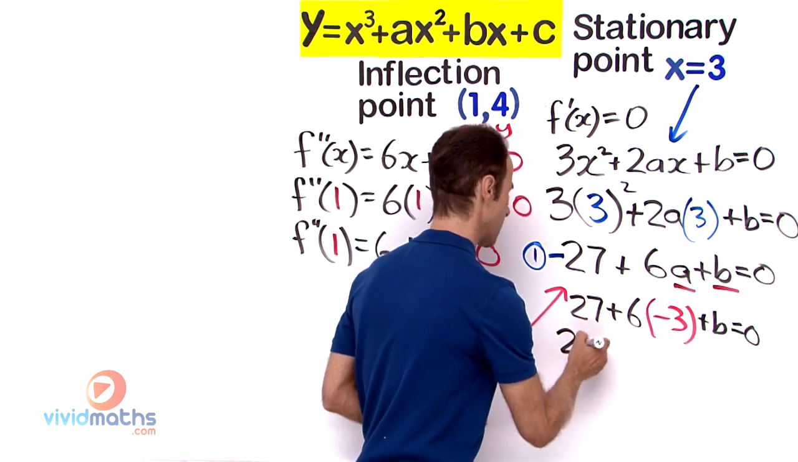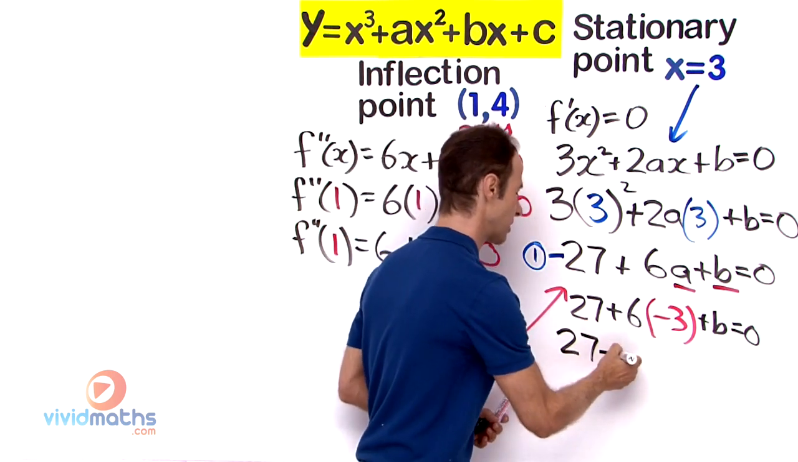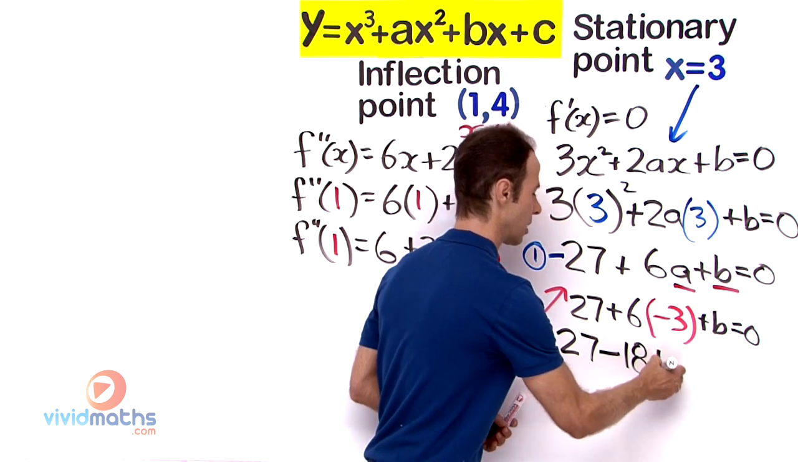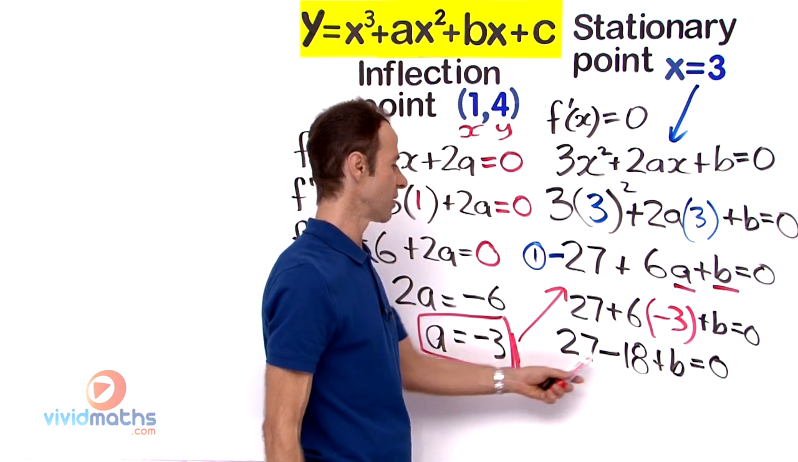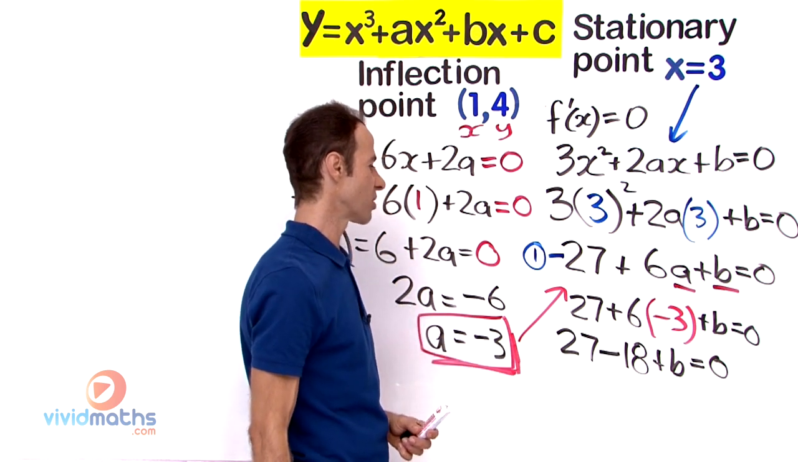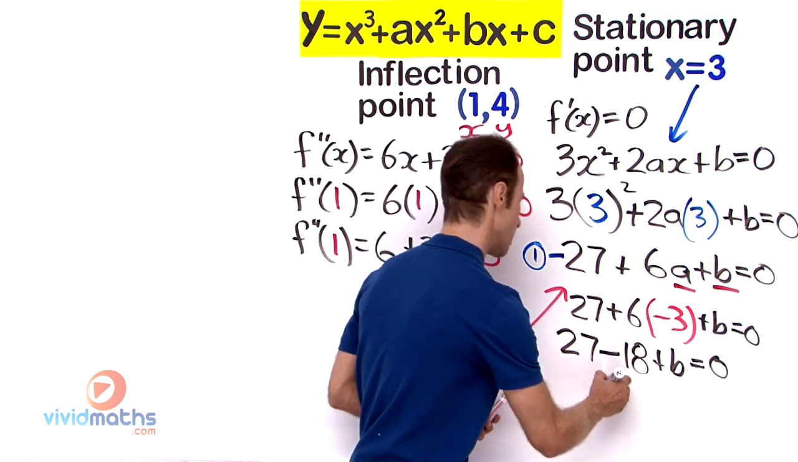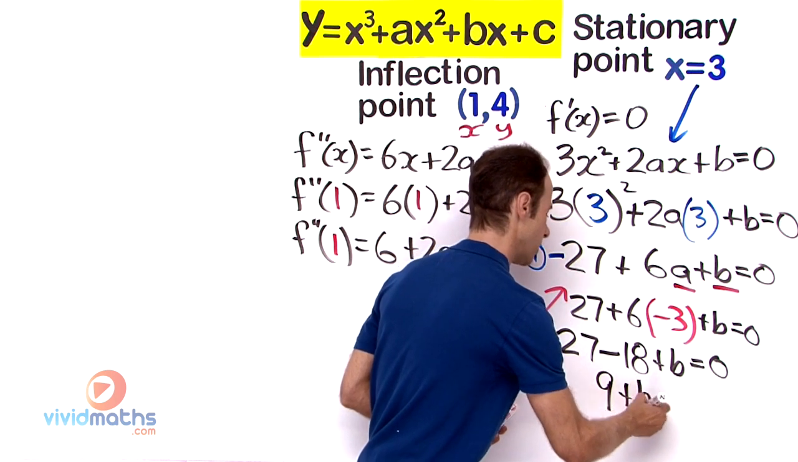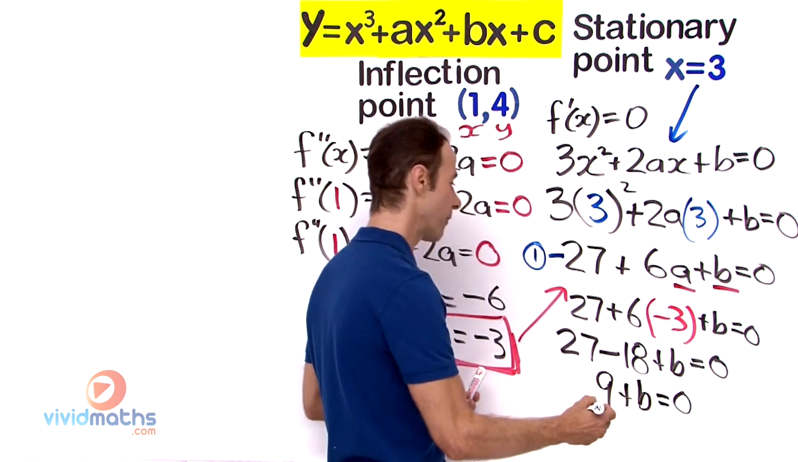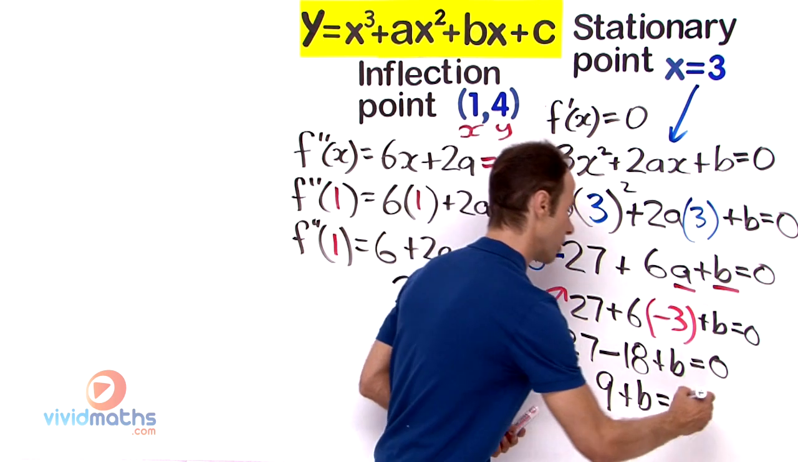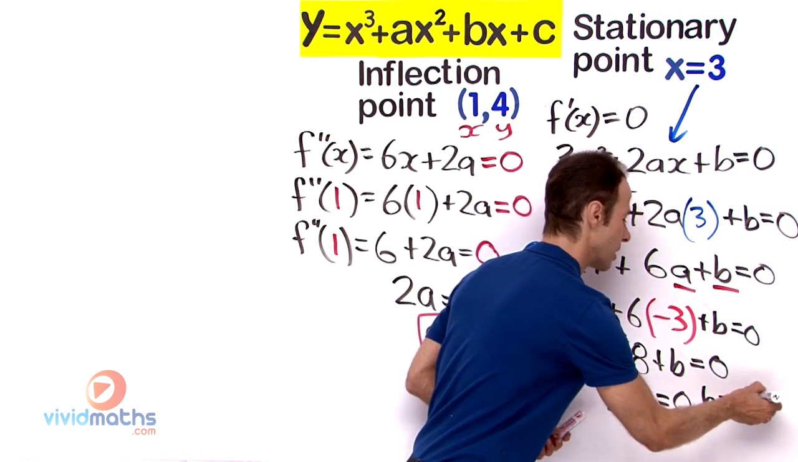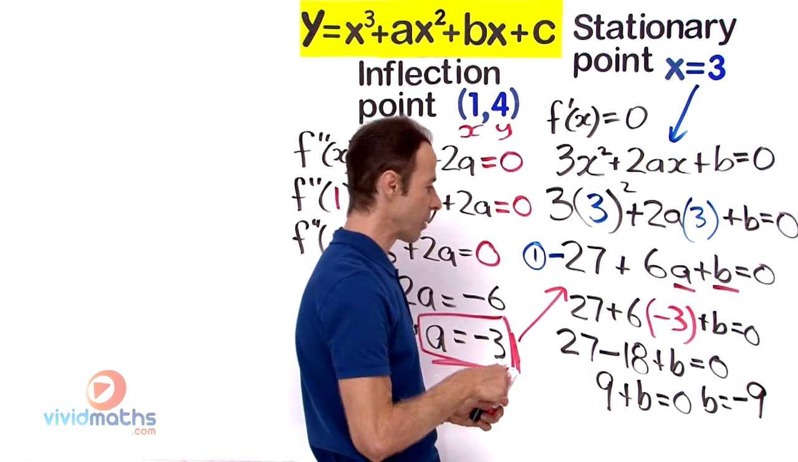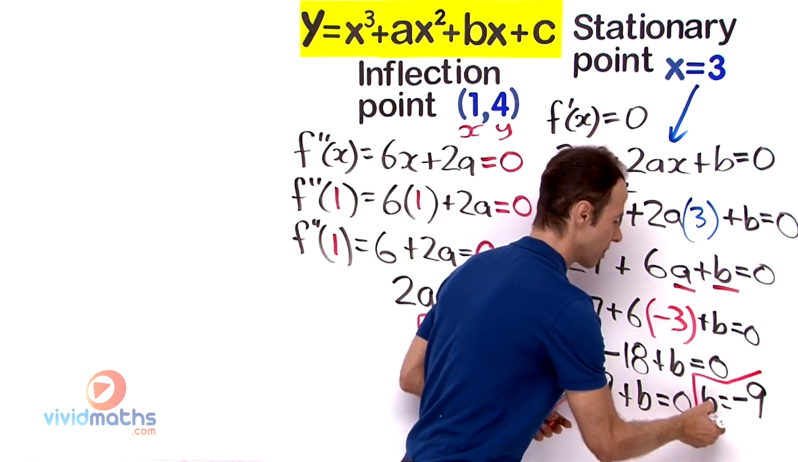So it's 27, 3 6s are 18, take away 18, plus b equals 0. So 27 take away 18, that's going to give us a grand total of 9. So 9 plus b equals 0. Therefore, we know that b is going to equal negative 9. So there we go. We've got another variable there. We've got b equals negative 9.